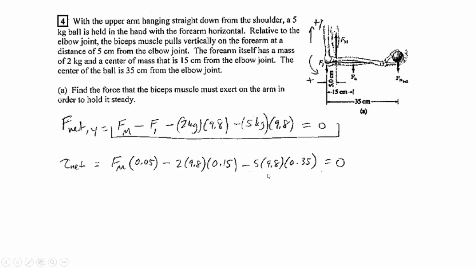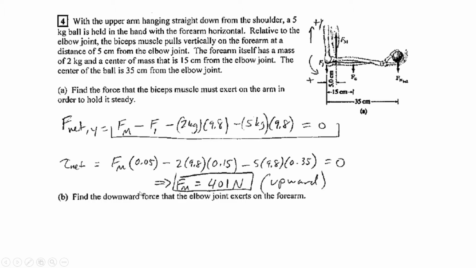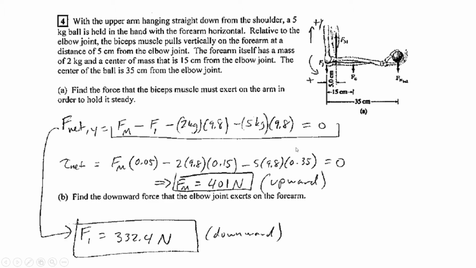Set those torques all to add to 0, and that allows me to solve for what Fm is, 401 newtons upward. And then once I've got Fm, that biceps muscle tension, I can plug it into the first equation to get the F1, or the Fj. It's 332.4 newtons. So that tells us something, let's just point out something interesting here.